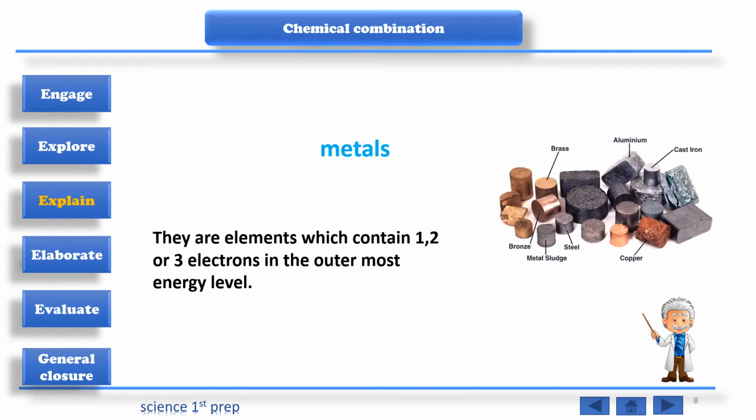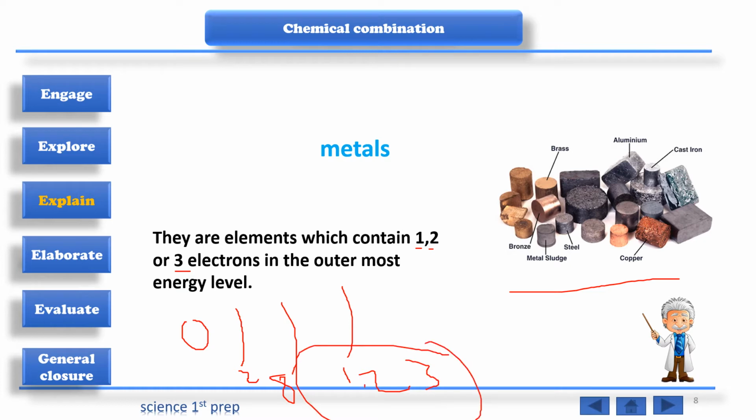First, we'll study metals, okay? And as we can see, these are metals. Metals are elements which contain 1, 2, or 3 electrons in the outermost energy level, okay? Like this one, you remember the electronic configuration, 2, 8, 1. If we have 1 or 2 or 3 in the outermost energy level, this is a metal.